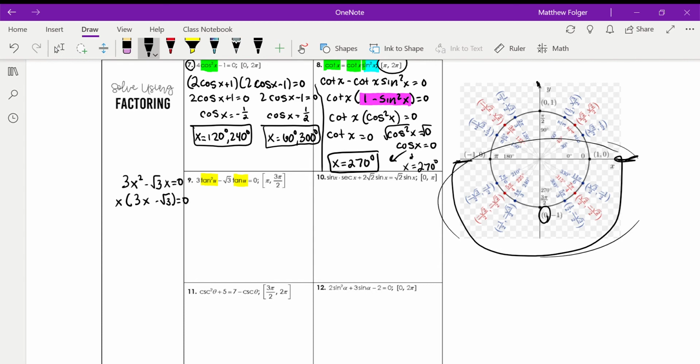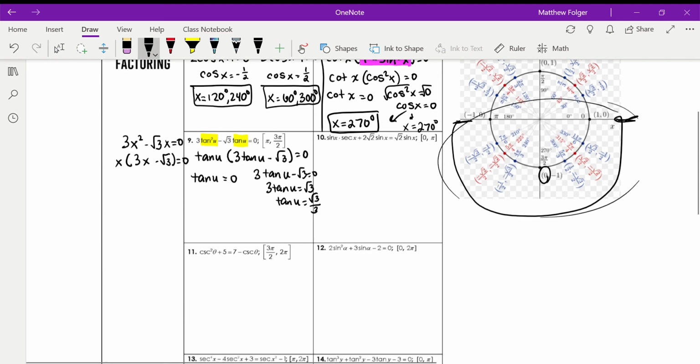So let's write that. So this is going to be tan u, parentheses, 3 tan u minus square root of 3 equals 0. So tan u equals 0. And then this one we can solve. 3 tan u minus square root of 3 equals 0. We have 3 tan u equals square root of 3. Tan u equals square root of 3 over 3. So here are my two answers.